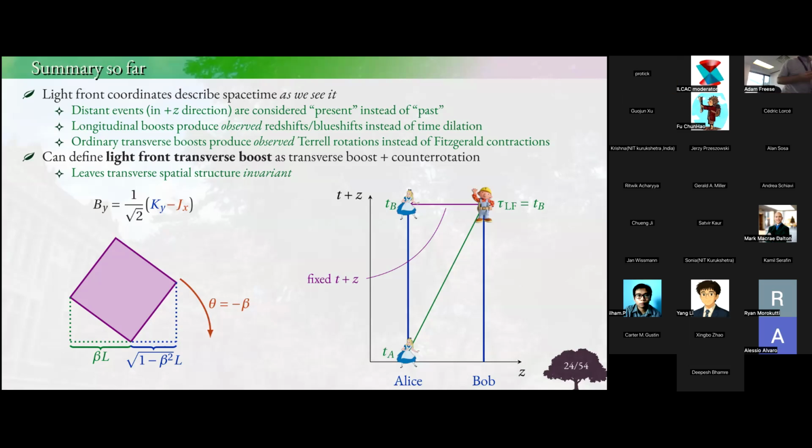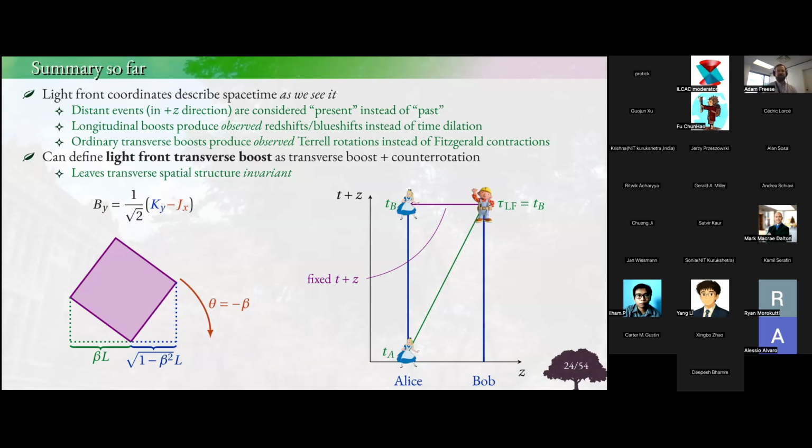Hi. So here the generator of this transformation is 1 over square root of 2 times (K_y minus J_x). So I just wonder why J_x, because J_x is the generator of rotation in the yz plane, right? Yes. So y should also be there, right?